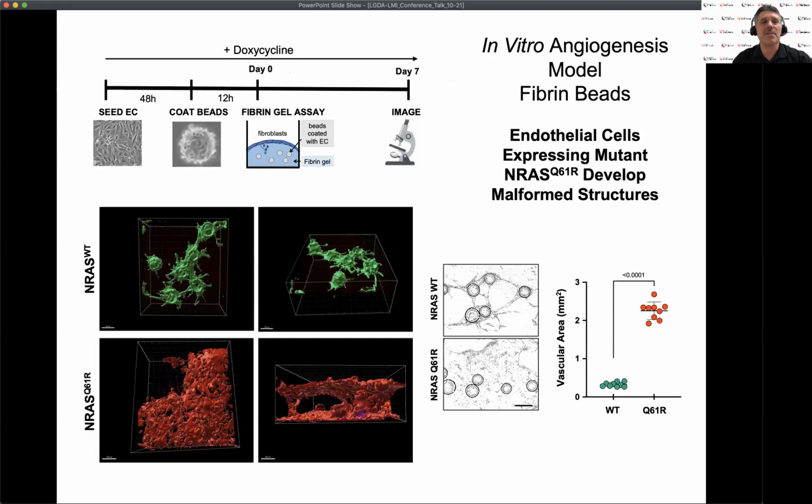Dr. Sandra Schenk in the Boscolo group developed this in vitro angiogenesis model, where NRAS mutant and wild-type cells are seeded onto beads and then implanted into fibrin gel in culture. You can see that after 7 days, the cells expressing wild-type NRAS in green form tubes between the beads, whereas the NRAS mutant cells in red form large disorganized structures. The graph on the right shows that NRAS Q61R mutant cells form structures with significantly greater area than the wild-type NRAS cells.